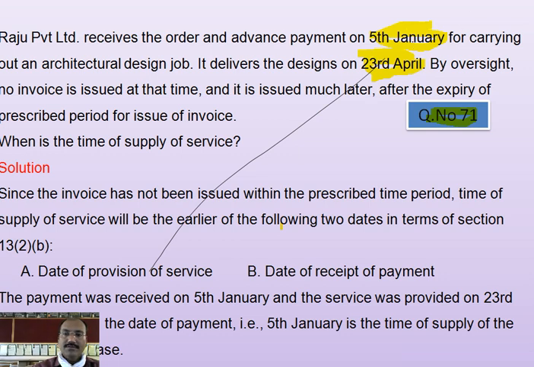Then the date of payment is 5th January. Out of these two, you have to take the earliest date, because the invoice is not issued. Provision of service means the time at which the service is ready to be given. A cup of tea is made in a hotel, but the tea is not served. If tea is served, that is supply of service. If tea is not served, that is called provision of service. Out of these two dates, 5th January is the earliest date, and that is the time of supply.